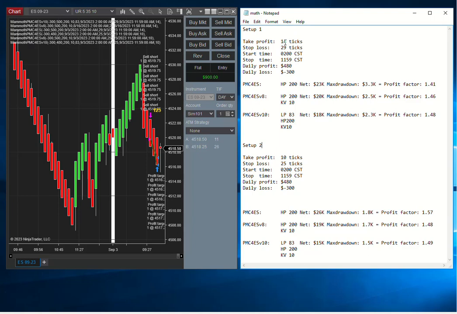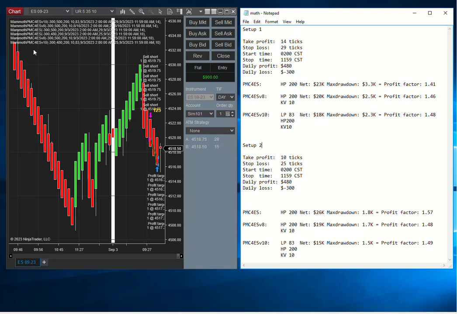Now for setup 1, for the version 8 strategy, you're looking at 20K as a net profit and max drawdown around 2.5K. Profit factor is 1.46. Okay, that is 3K shy, but the max drawdown is better, 2.5K.